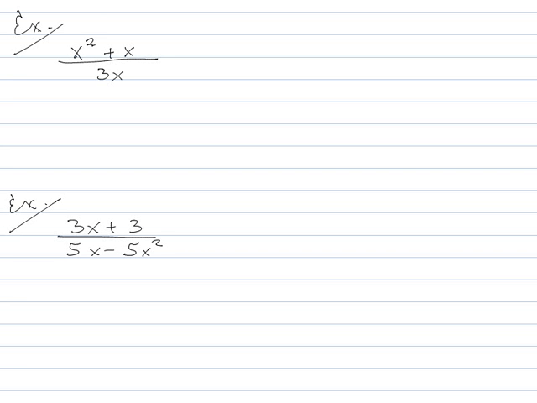Now, assuming that you've done that, recognize that on the top of this problem you can factor out an x. If you pull an x out of x squared, you have an x left over. If you pull an x out of plus x, you have a placeholder of plus 1 left over. Since I'm multiplying everything by an x on the top and on the bottom, the x's can cancel out, leaving me with x plus 1 over 3. Good? Okay.